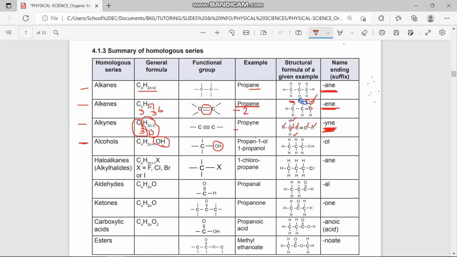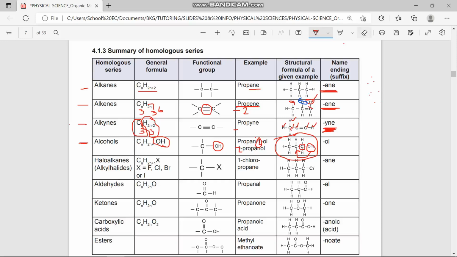You can also say this is propanol. See, outlying: the very first C atom that is outside, that's why it's 1. If the OH was on the second C atom, we would have 2 here, and 2 again here, so 2-propanol.